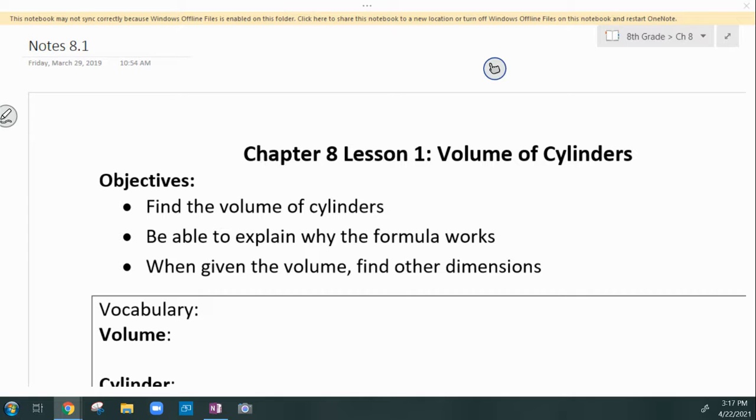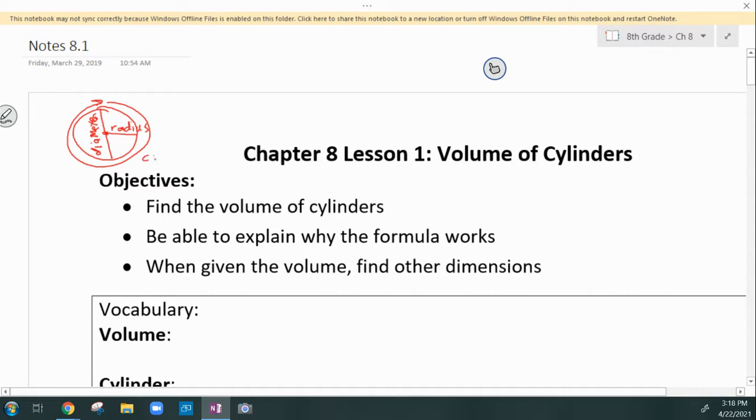Scribble these real small up top, but we need to know the parts of a circle. So we know that from the center to the outside is called the radius. If you were to go all the way across and through the center, that's what we call the diameter. All right, and around the outside is called the circumference.